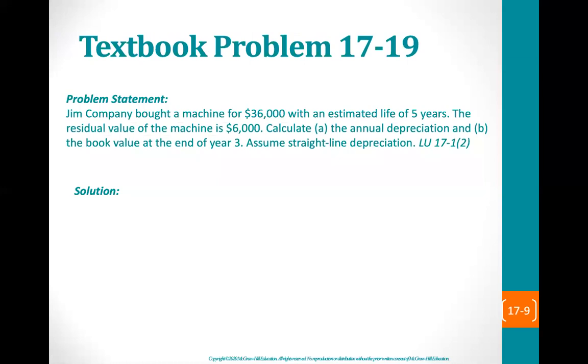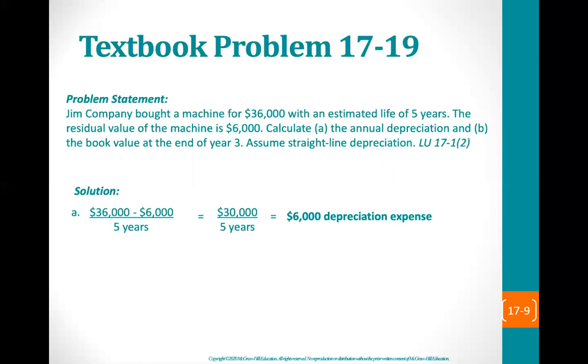Here's another example. Jim Company bought a machine for $36,000 with an estimated life of 5 years. The residual value of the machine is $6,000. Calculate A, the annual depreciation, and B, the book value at the end of year 3, assuming straight line depreciation. So, annual depreciation: cost $36,000 minus residual value of $6,000, divided by estimated life of 5, tells us we take depreciation expense of $6,000 per year.